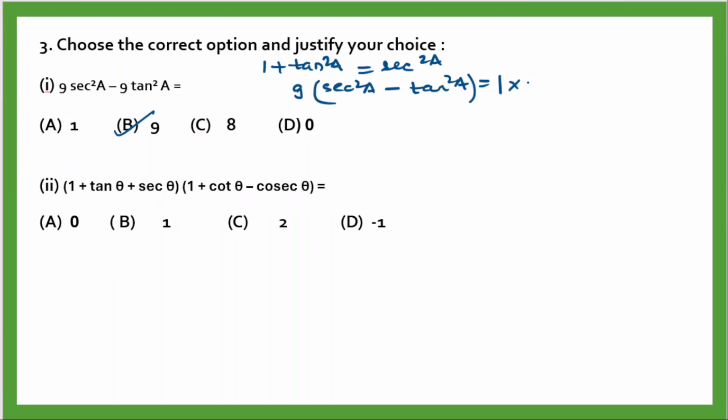Okay. So this will be your answer. Now, 1 plus tan theta plus sec theta into 1 plus cot theta minus cosec theta. So what is the answer? The answer is 2. Okay. Now what you have to do? You have to convert your tan theta and cot theta in terms of sin theta divided by cos theta. So you put tan theta equals sin theta divided by cos theta. Sec theta you can write.